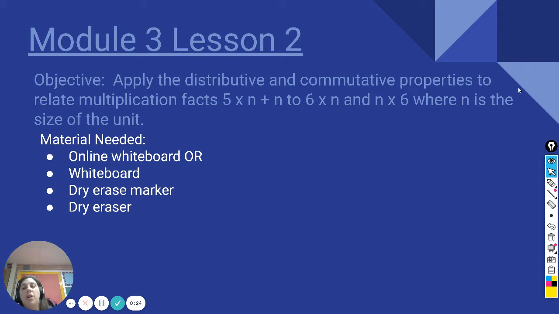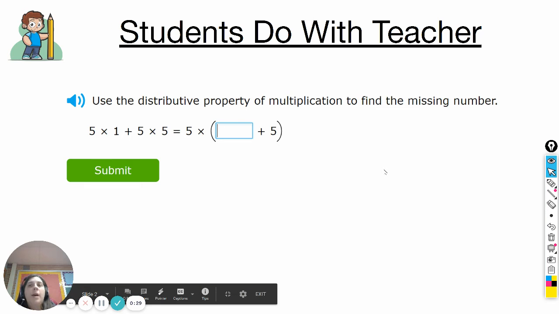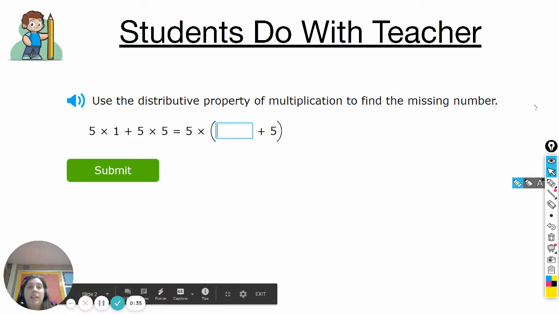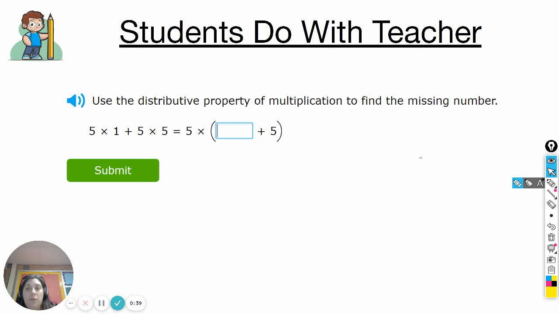Okay, so you will need your online whiteboard or your whiteboard, dry erase marker, and dry eraser. I will give you the choice. We're following a different teaching style today, so you can choose to write along with me if you think that's most helpful for you, or if you just want to watch what I'm doing so that you don't miss anything. It's up to you. So the first example we're going through is an addition one with the distributive property.